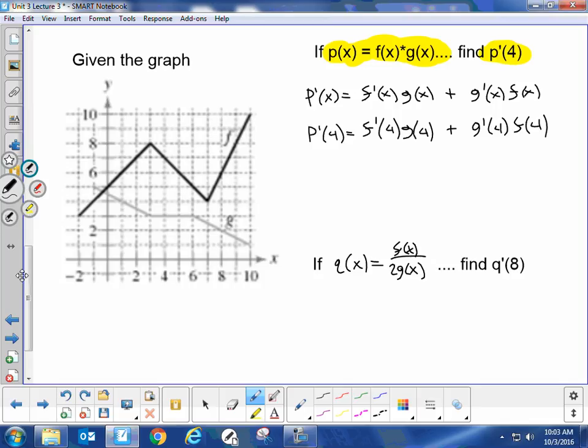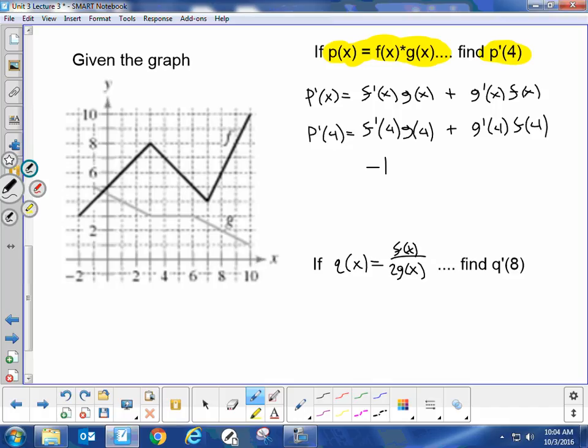What is the easiest way to find the slope of a line segment, like this line segment here? Yeah, rise over run, right? So on this line segment, I go down 1 over 1. The slope of this line segment everywhere is -1. So the slopes of the tangents of this line segment is going to be -1.